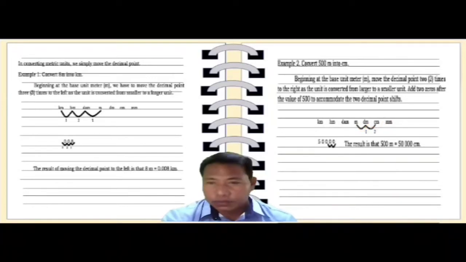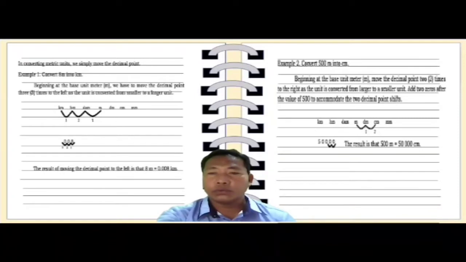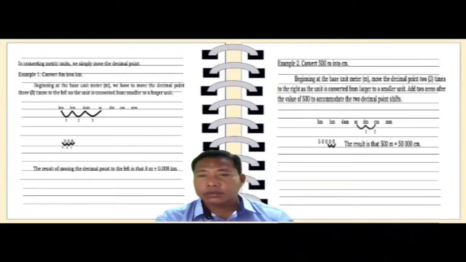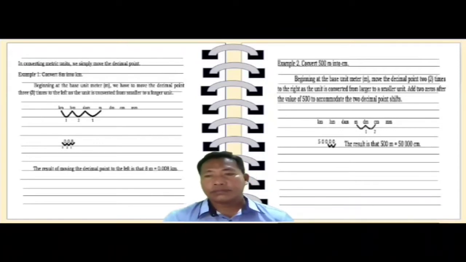Now, from larger to smaller one, okay, we have to move the decimal point to the right. Okay, from meter to centimeter. So we're going to move the decimal point. So the result is that 500 meter is equals to 50,000 centimeter. We're going to add 2 zeros to 500. Okay.